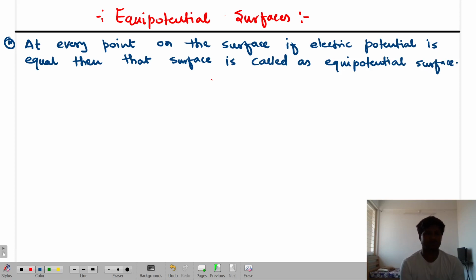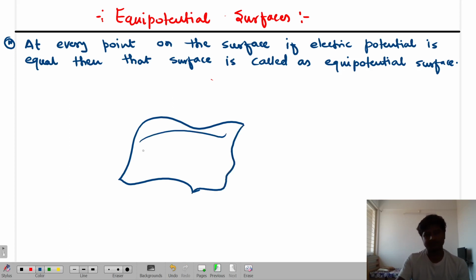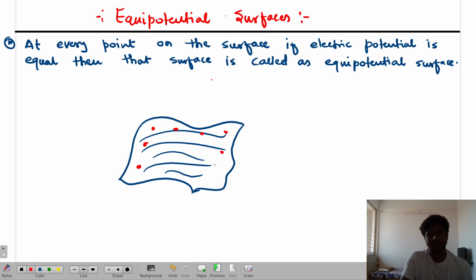Okay. So look over here. At every point on the surface, equipotential means, let's suppose I just consider a random surface. Okay, this is a surface we assumed, right? Now, at every point, the potential is what? Same. Potential is not varying. Look carefully.